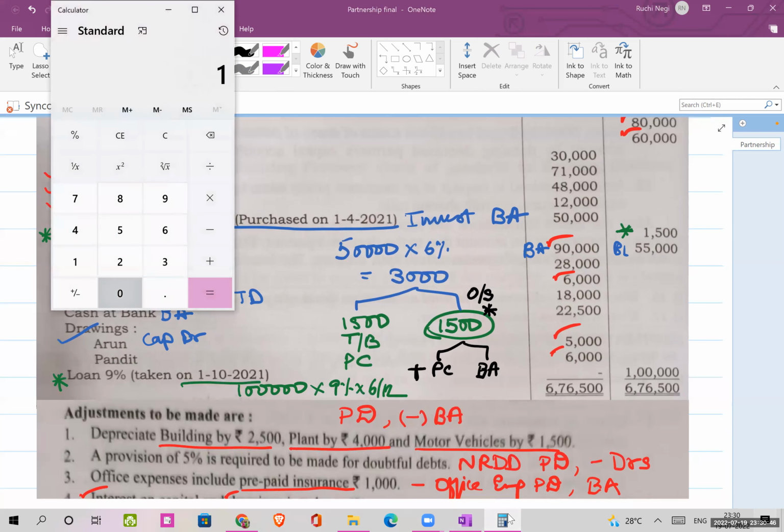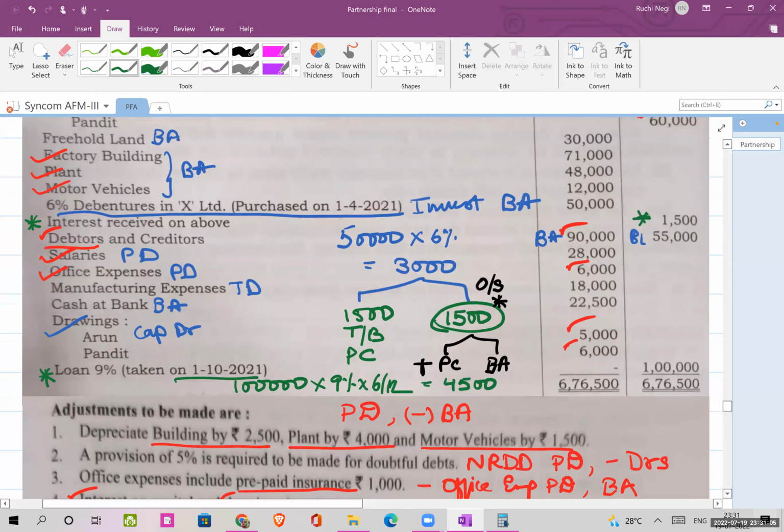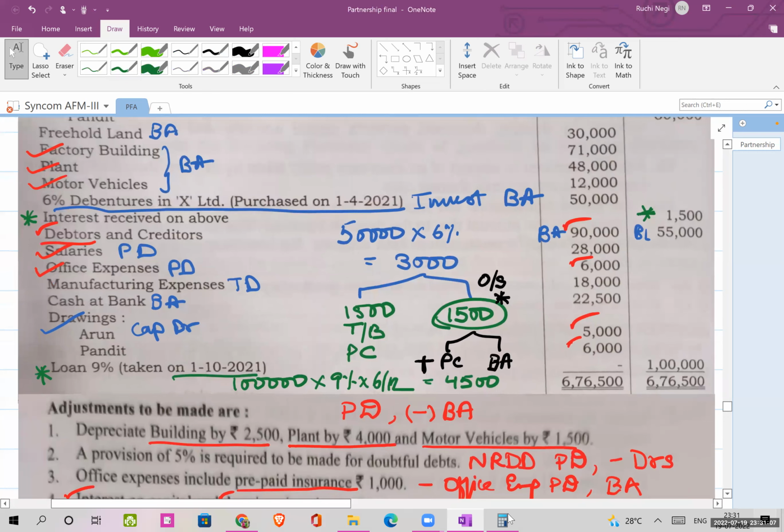So let's do it on Calci. 1 lakh into 9% into 6 divided by 12. So my answer is 4,500. Okay. So I got it 4,500. Okay. अभी इसका 2 इफेक्ट्स होगा.